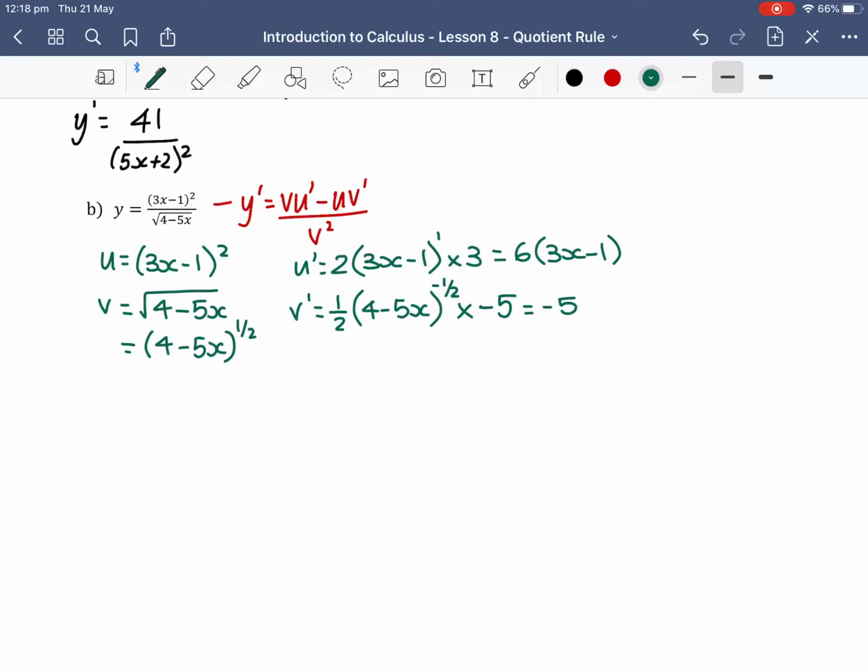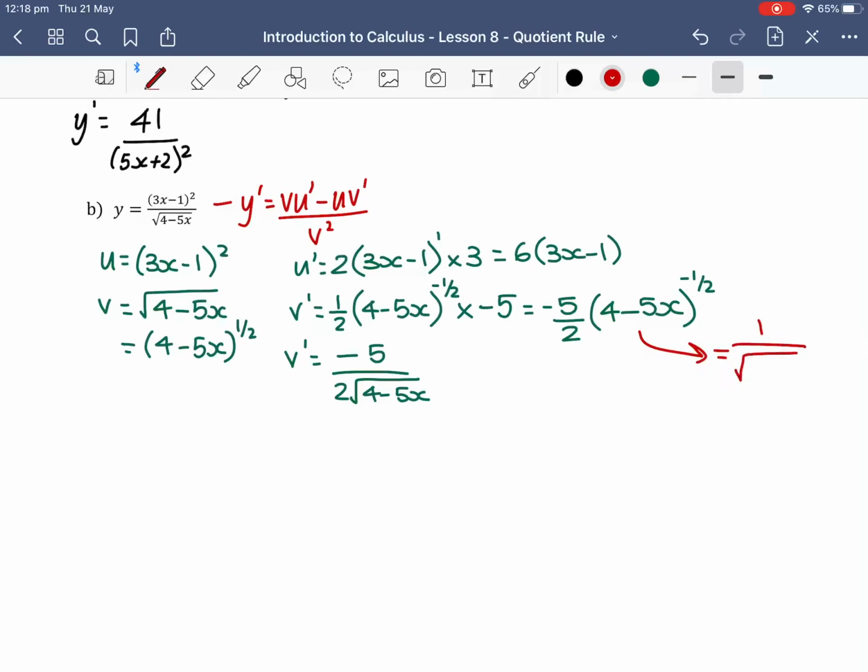So when we do this, we get minus 5 times a half, which is going to be minus 5 on 2 times our 4 minus 5x to the power of negative a half. So our v dash is going to be equal to minus 5 over our 2 square root 4 minus 5x. Because remember, our bracket here is equal to 1 over the square root of 4 minus 5x.